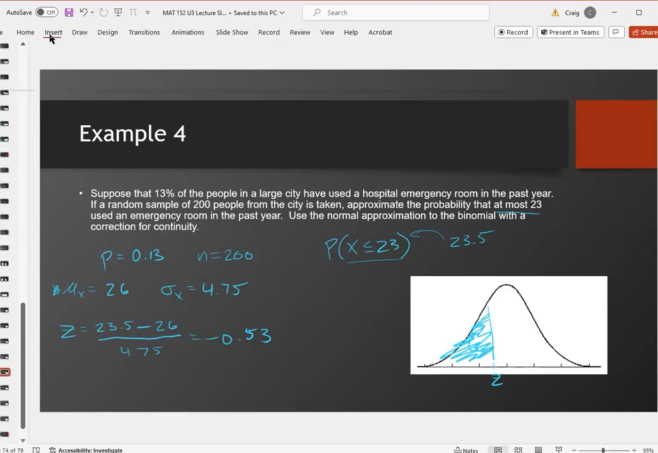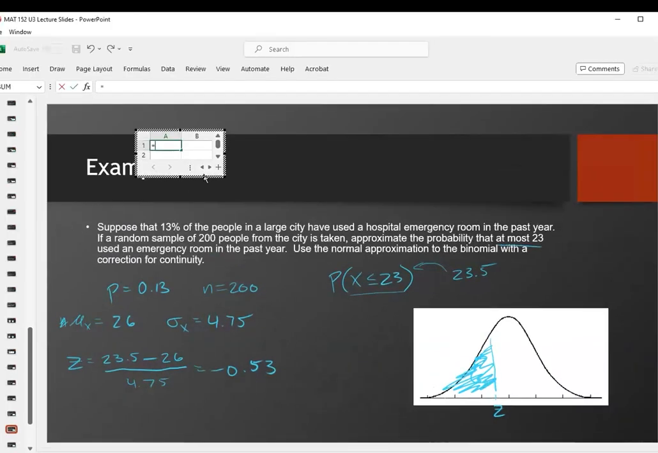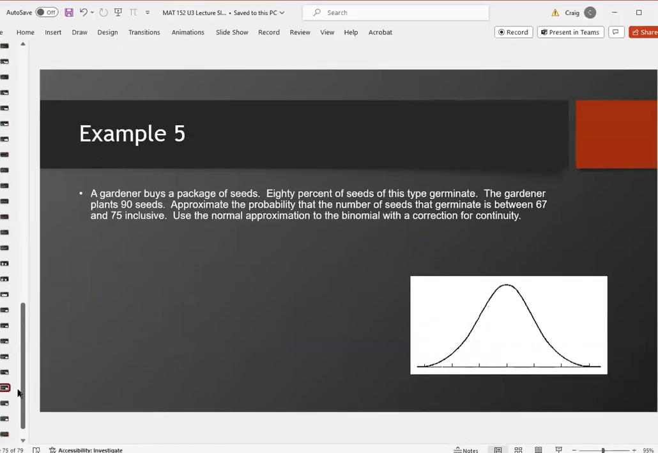Again, for the last part you have to use a table or a spreadsheet. There's no other way to do that unless you want to do a bunch of calculus over and over again. NORM.S.DIST of negative 0.53. And so this tells us it's 0.2981, or 29.81%. Let's try one or two more. I believe there's one more, and then another example.